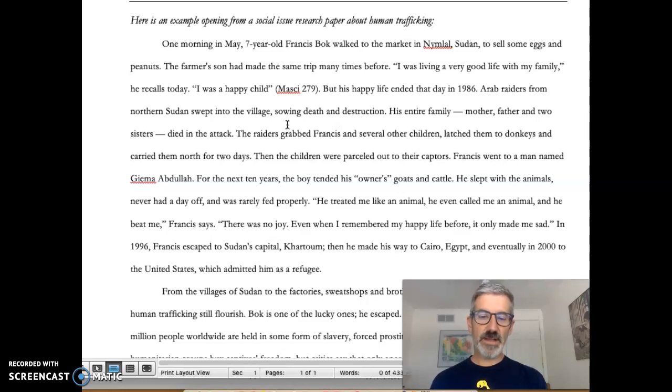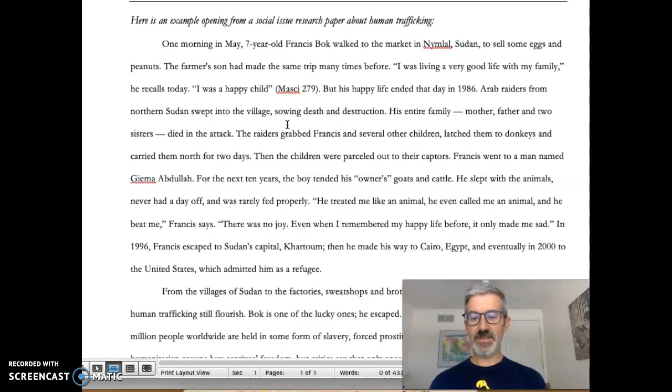The raiders grabbed Francis and several other children, lashed them to donkeys, and carried them north for 2 days. Then the children were parceled out to their captors. Francis went to a man named Giamba Abdullah. For the next 10 years, the boy tended his owner's goats and cattle. He slept with the animals, never had a day off, and was rarely fed properly. "He treated me like an animal. He even called me an animal. He beat me," Francis says. "There's no joy. Even when I remembered my happy life before, it only made me sad."